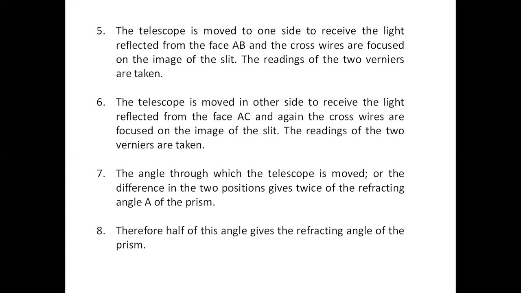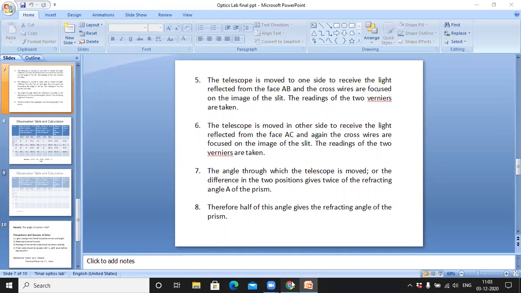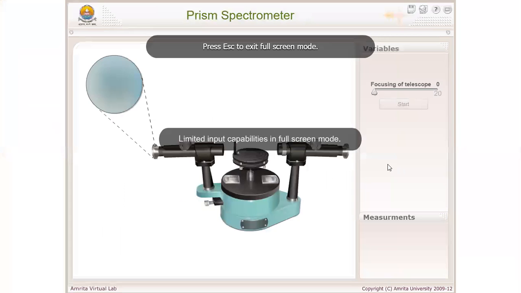Similarly, the telescope is moved to the opposite side to obtain the light reflected from the face AC. Again, the cross wires are focused on the image, and the readings of the vernier scales are again taken, V1 and V2. Then you calculate the angle through which you have moved the telescope, and that will give you twice the angle of prism. Therefore, half of this angle will give the angle of the prism. Now we'll move to the simulator to perform this experiment.